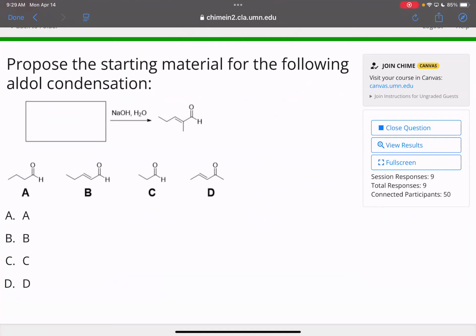So I highly recommend going one step back from the condensation product to the addition product, because I think it's easier to see. Feel free to chat with your neighbors, see if they're getting the same answers as you.